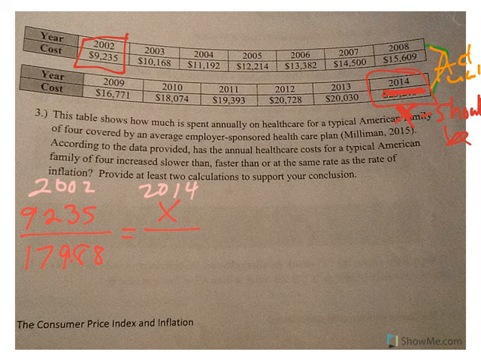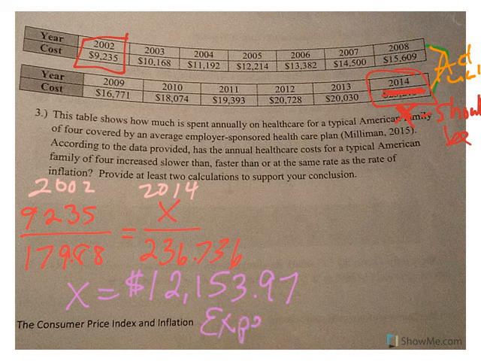I'm trying to figure out what it should be in 2014, and I've got 236.736. So now when I cross multiply, it should be $12,153.97. So this is the expected, or what it should be if it stayed with inflation.